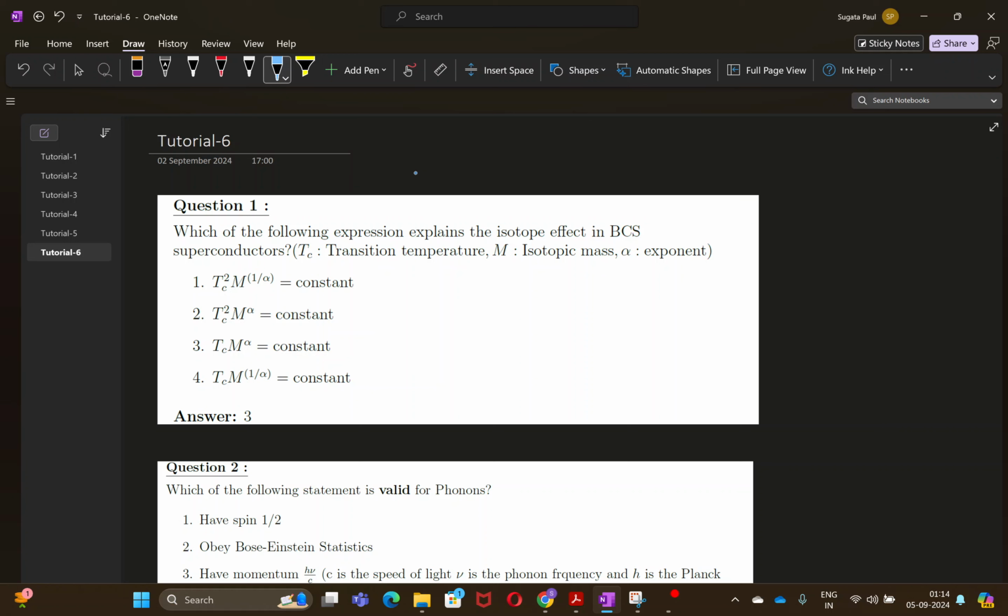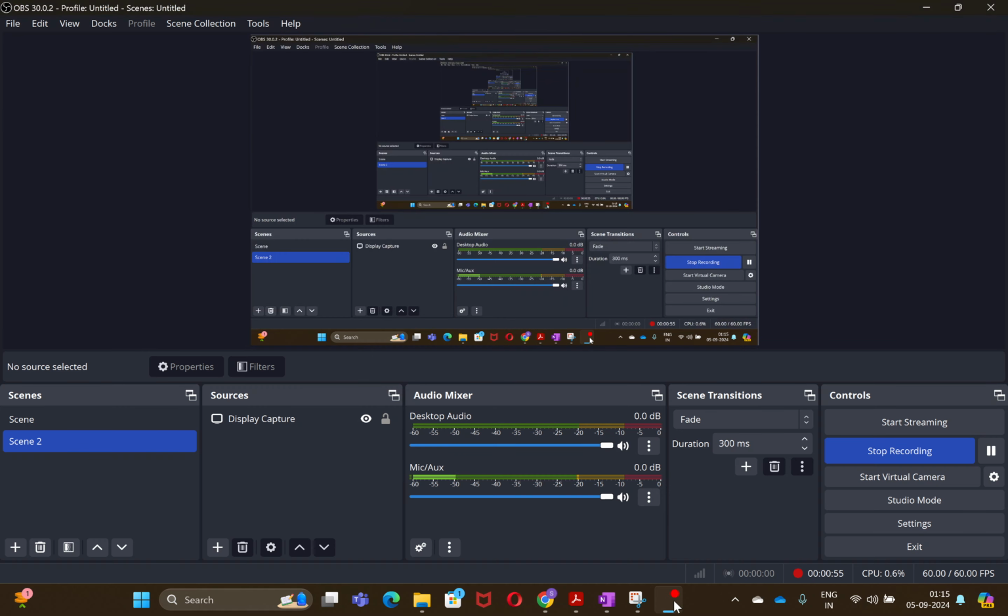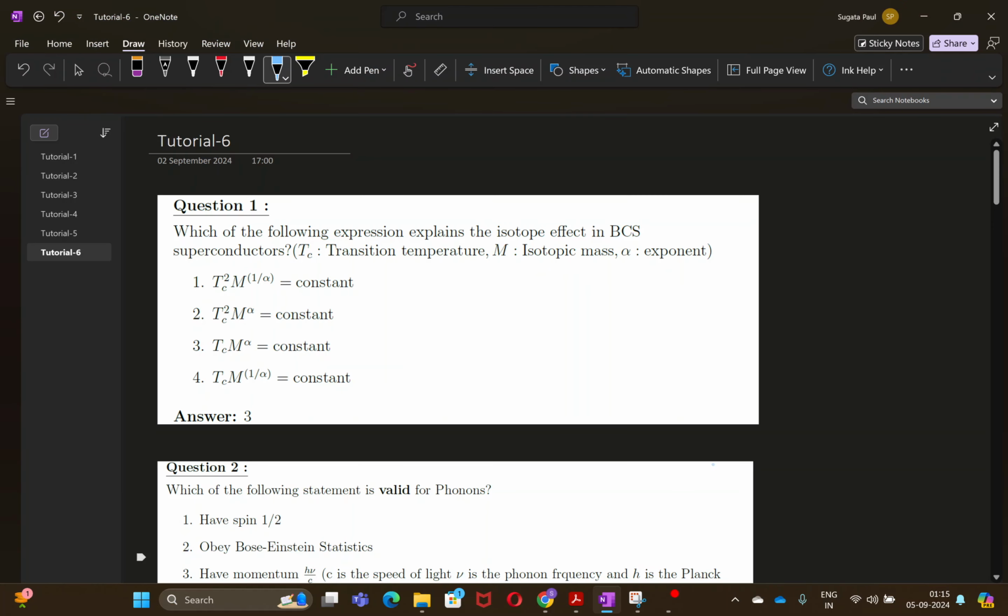Although if there is still time after we finish these 10 questions, then I would like to solve one or two extra questions that are mostly mathematical and based on the equations and concepts you learned in the same context of superconductivity. So, let me once again check if it is recording or not. Right, so let us begin then.